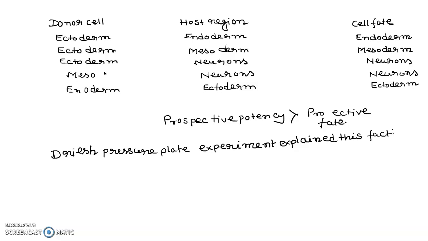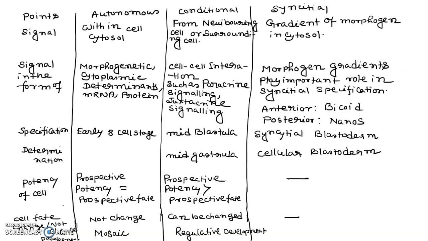Now, next we'll see the differences between autonomous, conditional, and syncytial specification. In autonomous specification, the signal is present within the cell cytosol. In conditional specification, the signal comes from neighboring or surrounding cells. In syncytial specification, there is a gradient of morphogen in the cytosol.